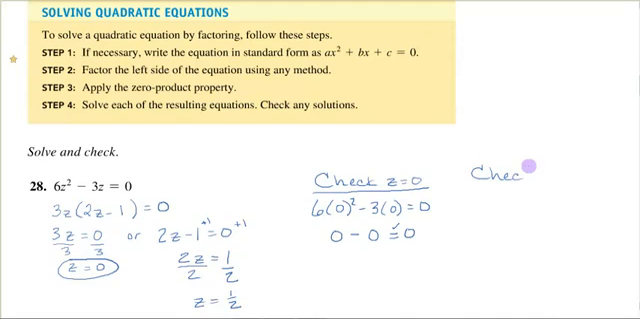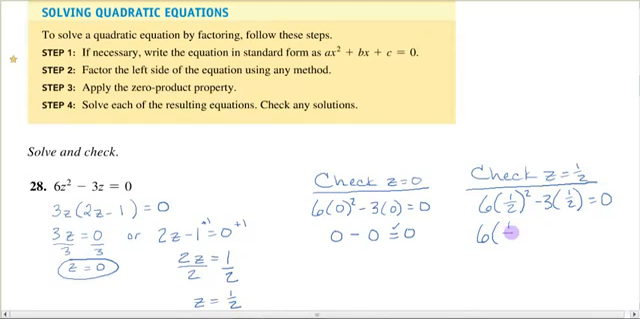And I'll check over here my z equals 1/2. So if we try that, we have 6 times 1/2 squared minus 3 times 1/2 equals 0. Remember, we're putting it into the very original problem. And we'll go from there. 6 times 1/2 squared is 1/4, minus 3 times 1/2 is 3/2, equals 0. And now I have 6 times 1/4. That's 6/4 or 3/2, minus 3/2 equals 0. And yes, that does check. So our second solution is also correct. z equals 1/2.